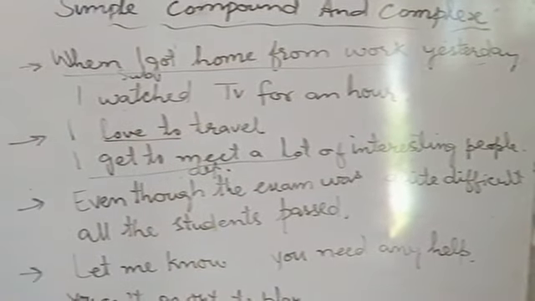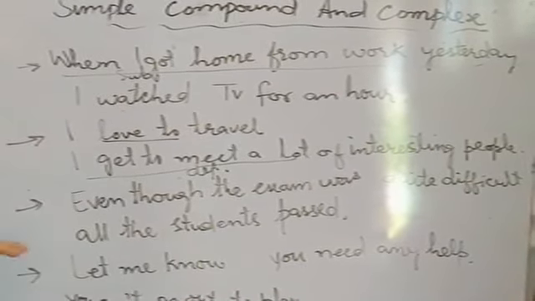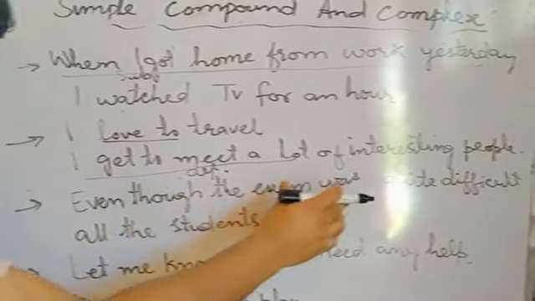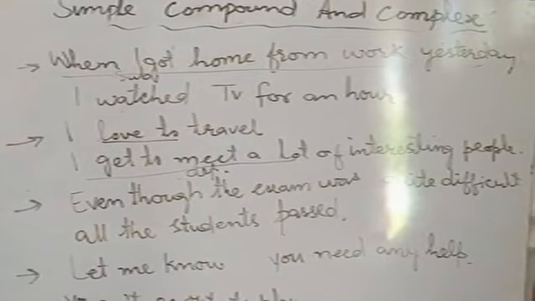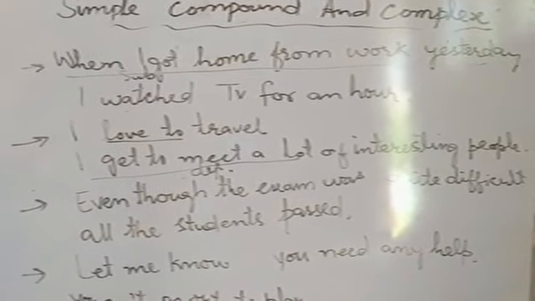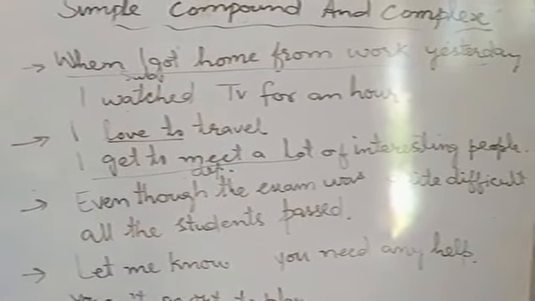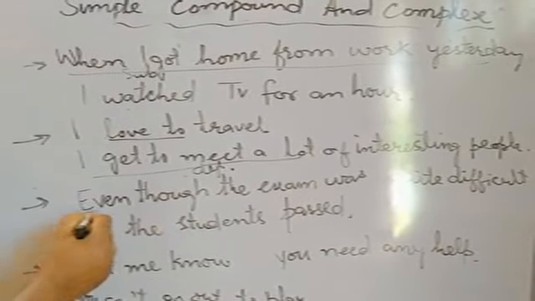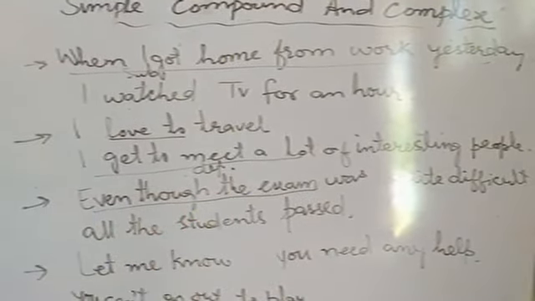This is the independent clause. Sentence number 3: Even though the exam was quite difficult. The exam was quite difficult. We feel that there is something. The exam was quite difficult, but something has happened. What has happened? Let's see. Even though the exam was quite difficult, it is a dependent or subordinate clause.